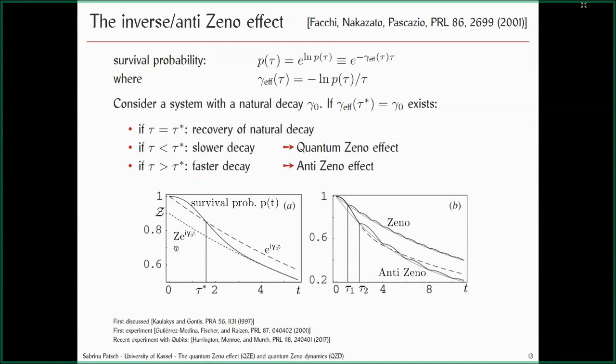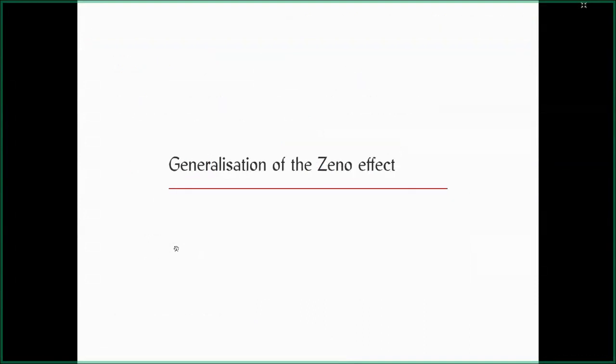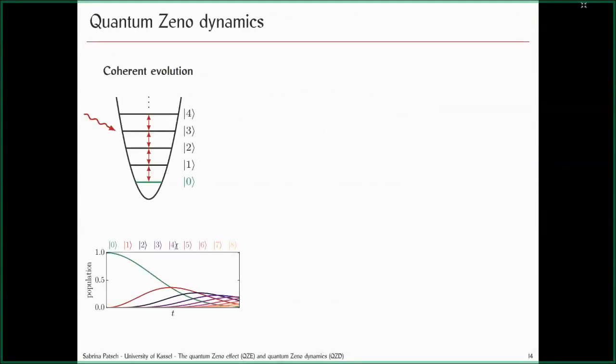Any more questions to anti-Zeno or Zeno? I'm going to talk more about Zeno, but good. We already saw we have already two Zeno effects, more or less. So the Zeno and the anti-Zeno effect. And now we can generalize this even more, and we can look at even more general dynamics.